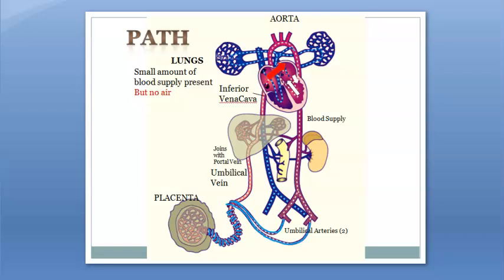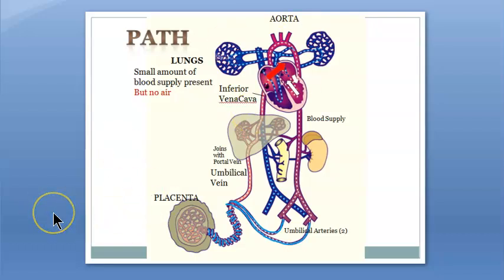The blood then reaches the right atrium, directly goes to the left atrium, gets to the left ventricle, gets pumped to the entire system of the fetus. Then it becomes deoxygenated, and then the umbilical arteries carry this deoxygenated blood back to the placenta. This is the fetal circulation.